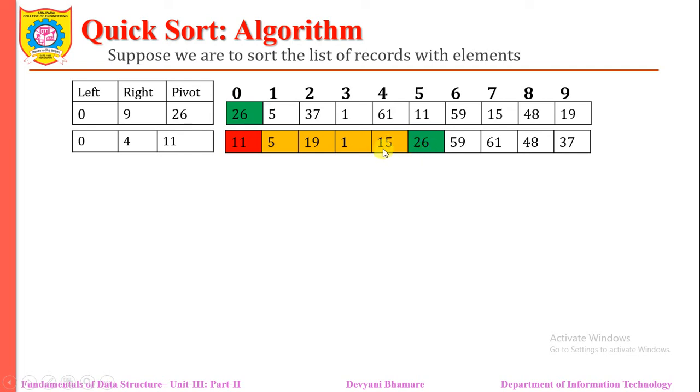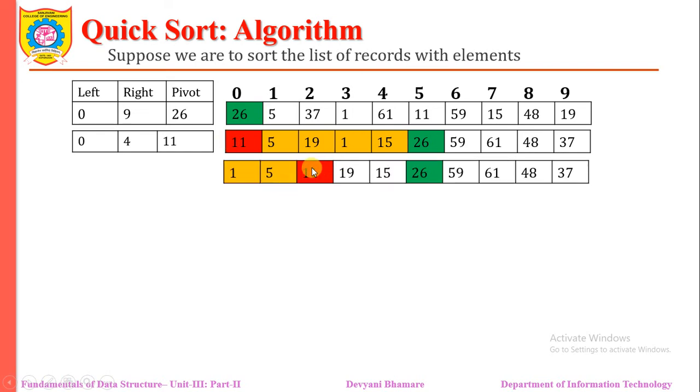Then we compare from 0 to 4. Again the pivot element is 11. We come to know that 11 will be in its proper place, meaning this LHS sub array is divided into two portions, sub array 1 and sub array 2. So accordingly 11 will be in its proper place. Then we take the 0th element, left is 0 and right is 1 and the pivot element is 1. Then we come to know it is already sorted.